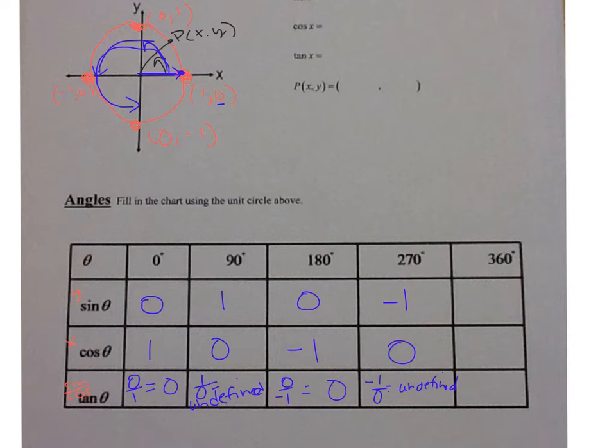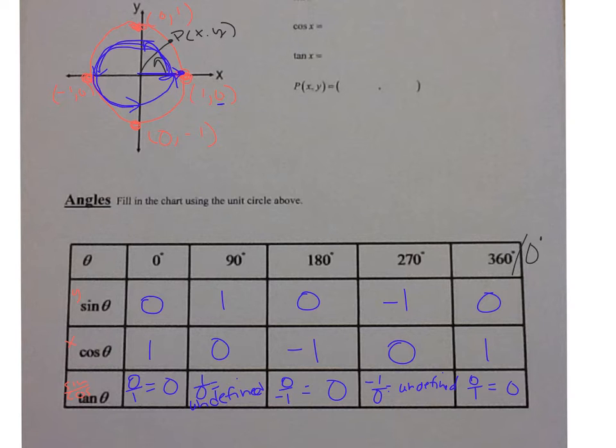Okay, 360 degrees, that's right back around to the beginning, which is the same thing. So 360 degrees is the same thing as 0 degrees. Sine of 360 degrees, your y value, is equal to 0. Cosine of 360 degrees is your x value, which is equal to 1. And tangent of 360 degrees is 0 over 1. That's sine over cosine, which is equal to 0.